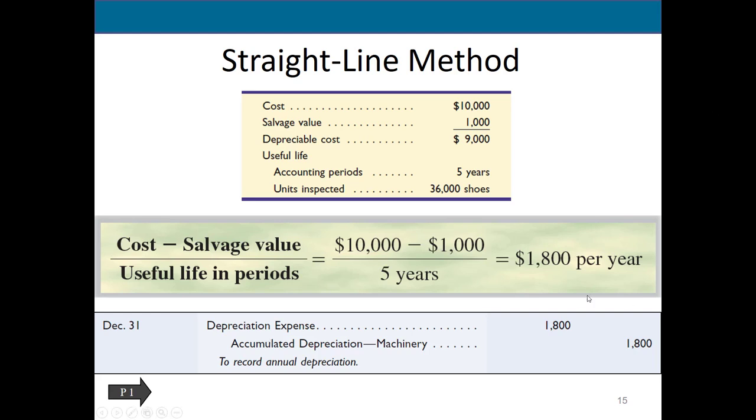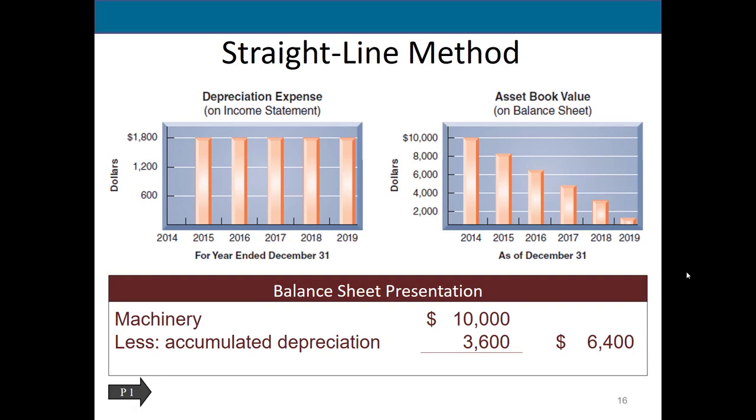So depreciation expense gets the $1,800, and then we put the credit to this new account called accumulated depreciation, and we classify what it's for. We put the credit there. That accumulated depreciation is going to be a contra account. You'll see what it does in the balance sheet presentation.